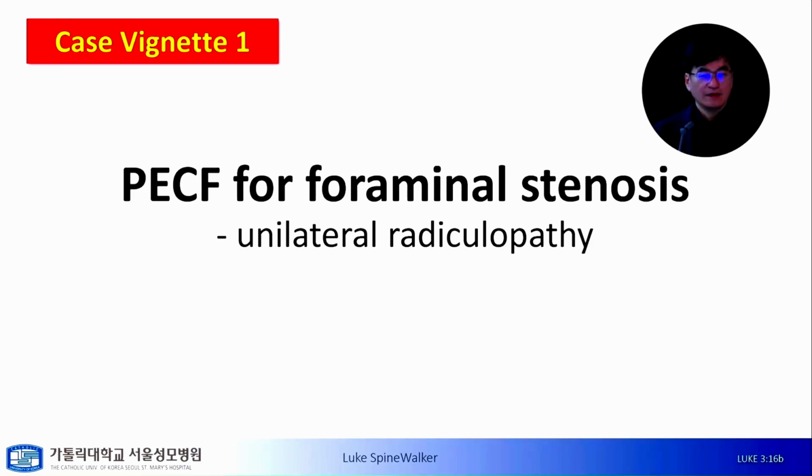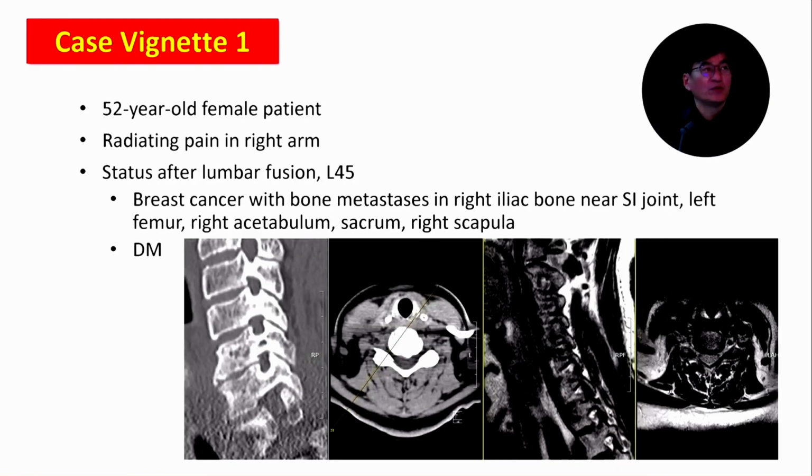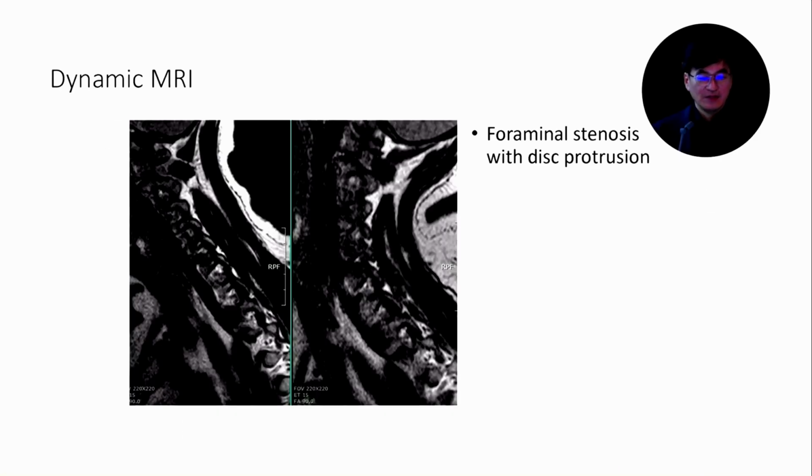Yeah, the other case is a little bit more common, C5-6. Foraminotomy at this level is the most common, right? Unilateral foraminal stenosis. Sometimes radiologists report no obvious finding, but in case of related symptoms, I love to evaluate with this kind of dynamic positional MRI. This is the problem.